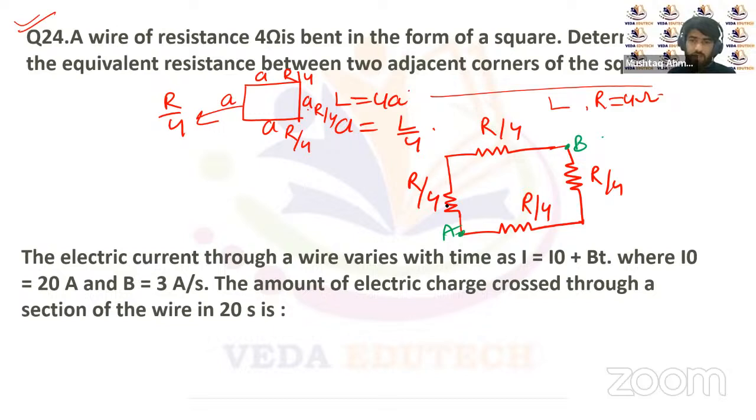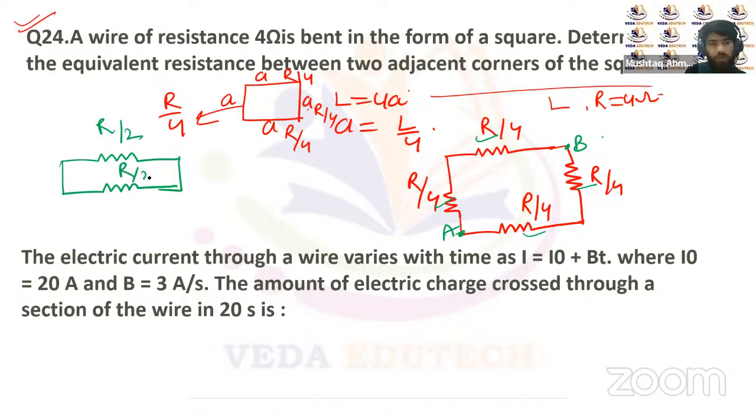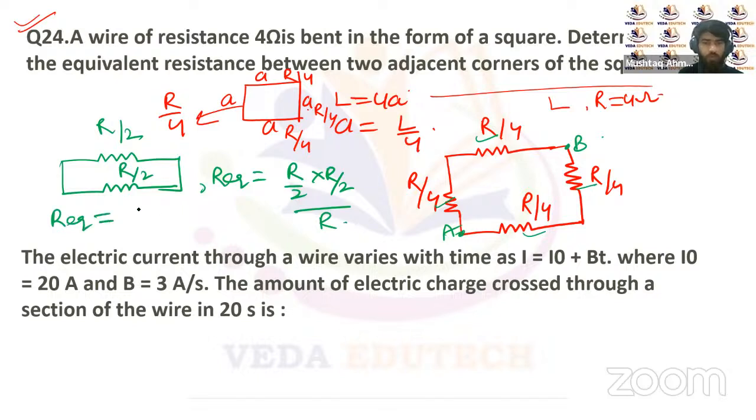Now you can see here, this resistor and this resistor will be in series. This and this will be in series, right? So their equivalent resistance will be R upon 2. That will be in parallel with R upon 2, right? Now their equivalent resistance will be R upon 2 multiplied by R upon 2, upon R. So their R equivalent here will be R upon 4. So R upon 4 is the equivalent resistance for the circuit.